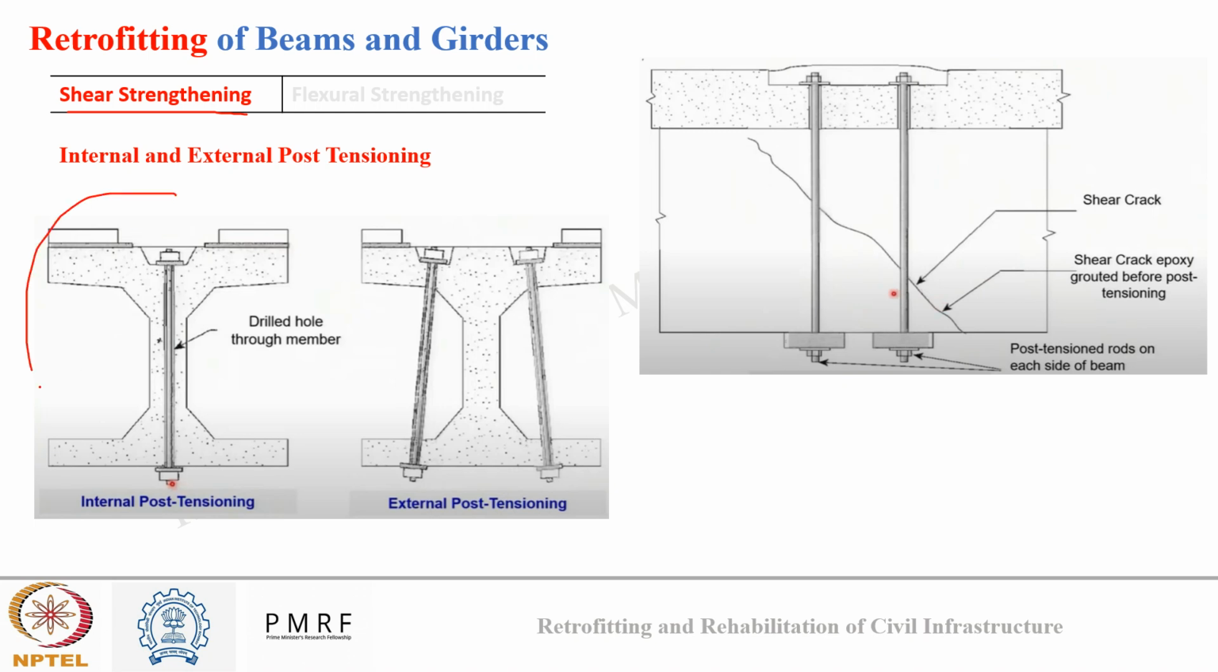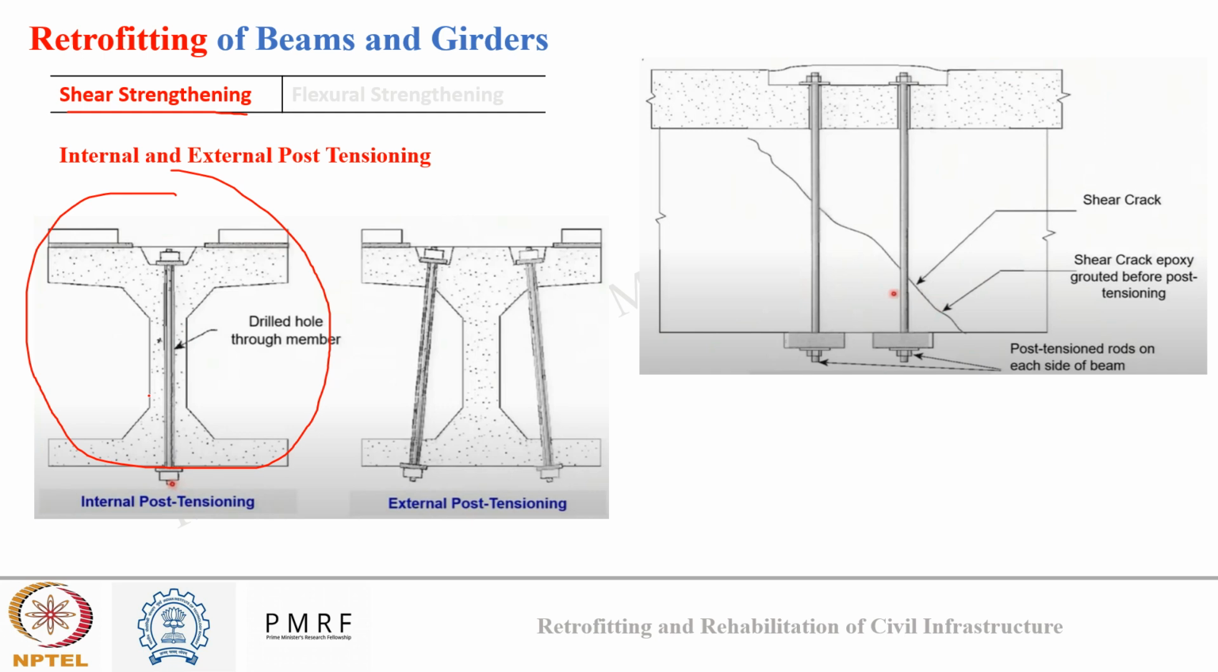and locking the end by the anchor bolt. So in this you can see a girder in which through the girder element, a hole was drilled, steel rebar was inserted, the space between the concrete and the steel tendon was filled with a grouting material, and the end was anchored. So this is internal post tensioning.